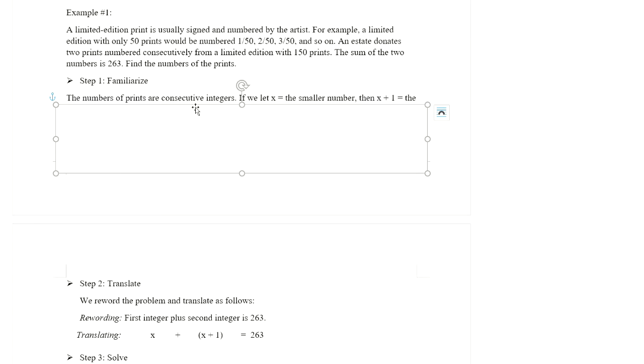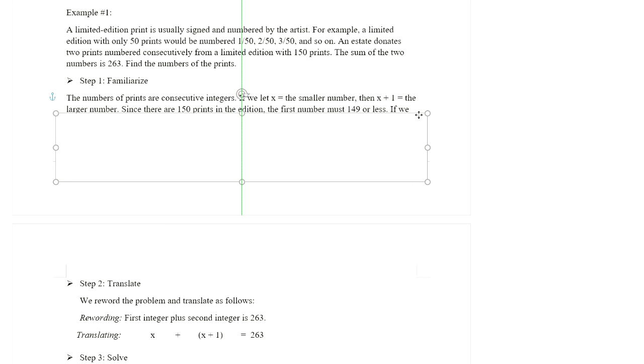So we know that the numbers are consecutive integers. So let us use x for the small number. Then for the larger number, it's going to be x + 1, because they're consecutive, they're going to be next to each other. So x plus 1 will be for the larger variable. Since there are 150 prints, the first number has to be less than 149.